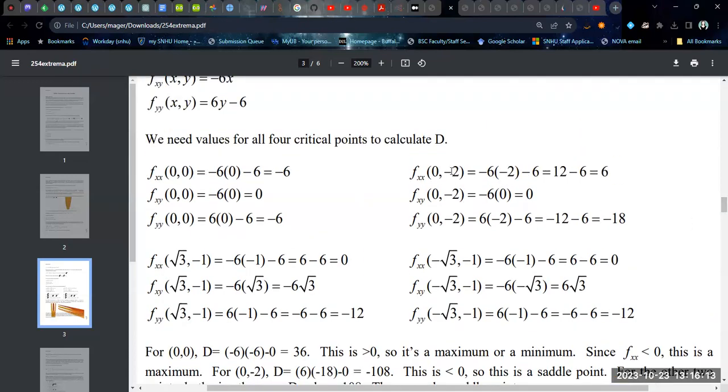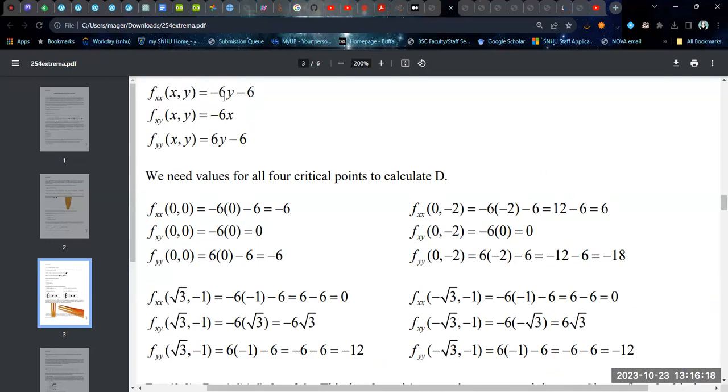For the (0, negative 2) scenario, again, I plugged those two points up here. I'm going to get 12 minus 6, which is positive 6. This is going to give me 0 again. And plugging in (0, negative 2) here, since this is positive 6, this will be negative 12, and I end up with negative 18. So 6 times negative 18 minus 0, that's going to be a negative.